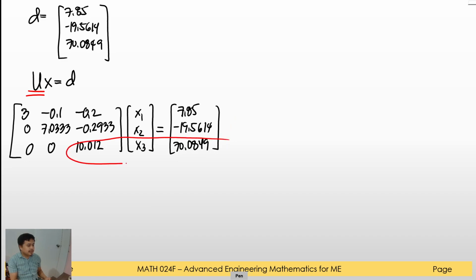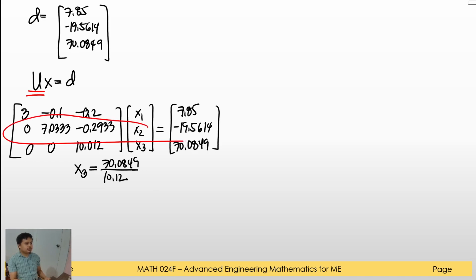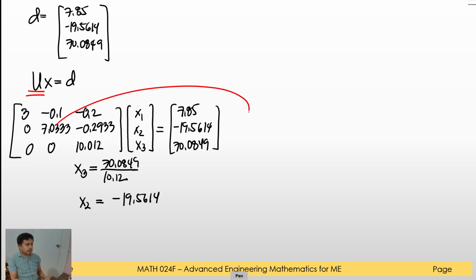So we will start from the very last row and then upwards. We're already familiar with this. So x3 is equal to 70.0849 over 10.012. Okay, and then for x2, I'll just write down every solution for now, no? So for x2, we can substitute the value of x3 here. So this will be negative 19.5614, and then transpose, sorry, not this one, the other one to the other side.